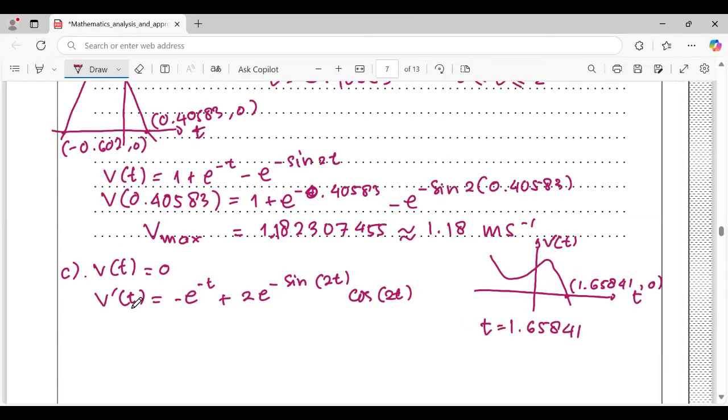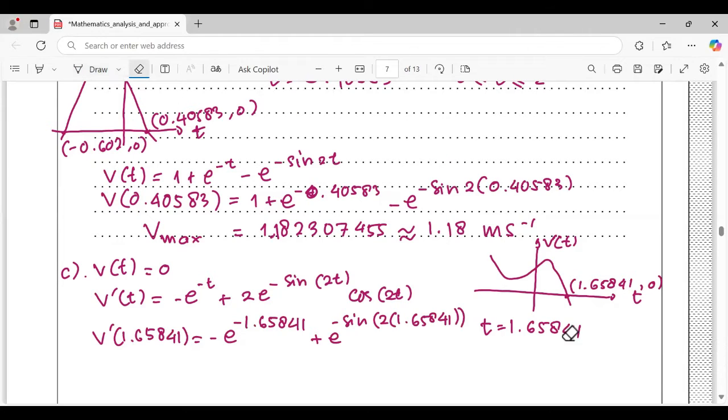Now substitute t into this function. So 1.65841, e to the power minus 1.65841, plus e power minus sine 2 times 1.65841, and multiply cosine 2 times 1.65841.